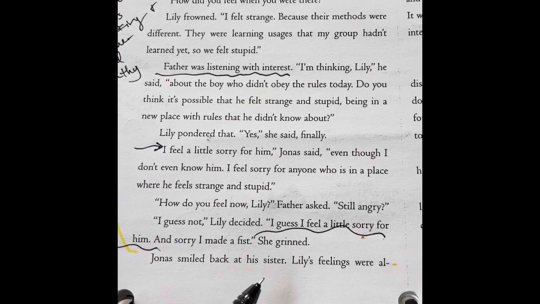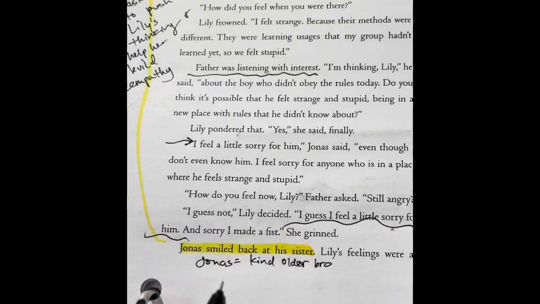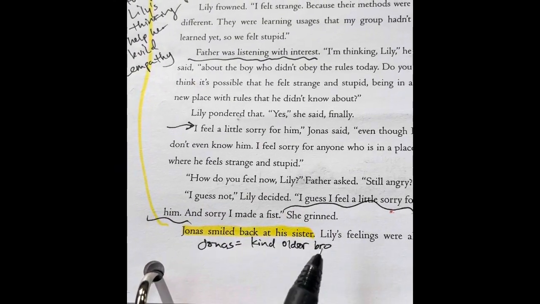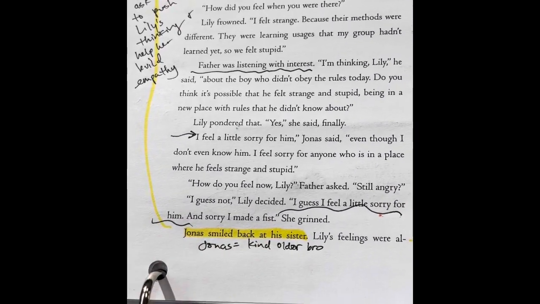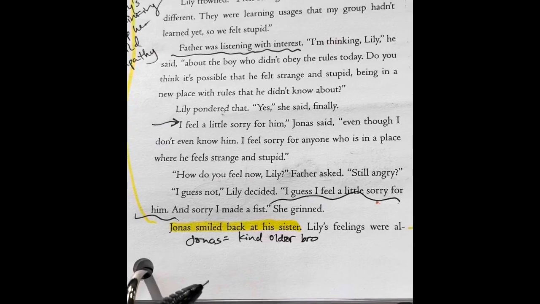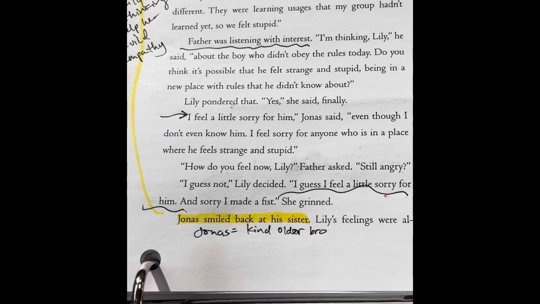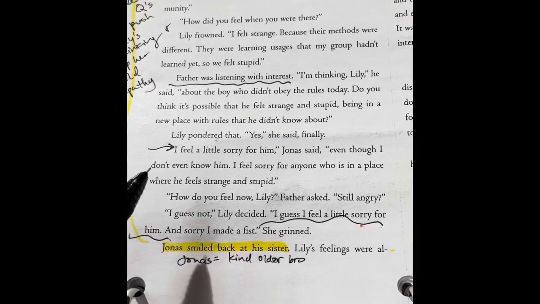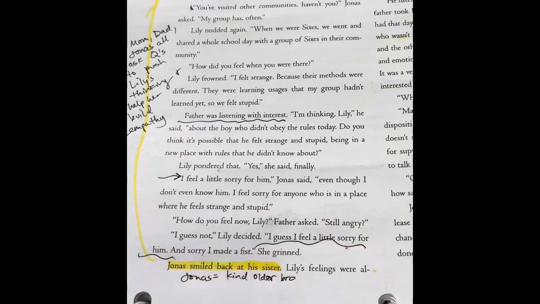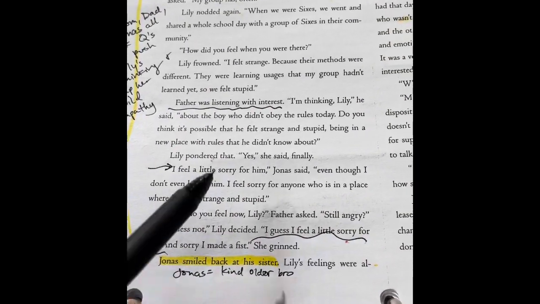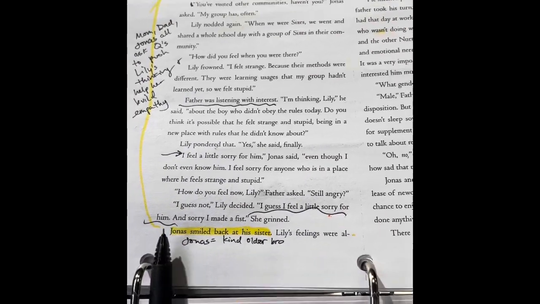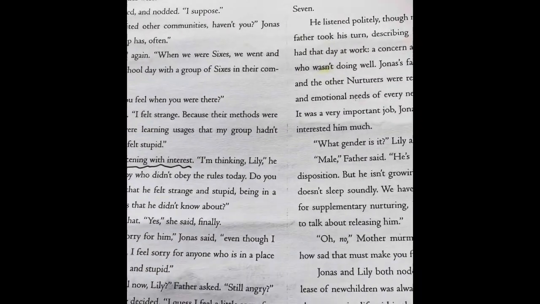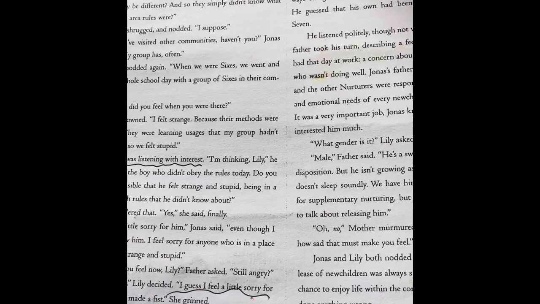Jonas smiled back at his sister. And I'm just going to write that he's a kind older brother, right? It could have been really easy for these family members to say, Lily, that's so stupid. That was so mean of you. Why couldn't you see things from other people's perspective? But instead, they just kept asking all these questions. And then Jonas just said how he felt. And then he smiled at her, right? Instead of being annoyed or impatient with his younger sister.